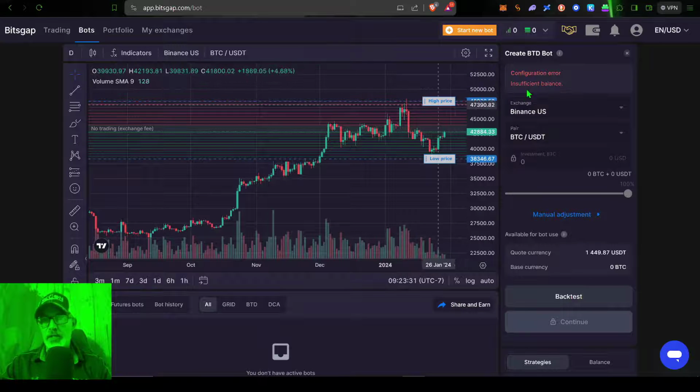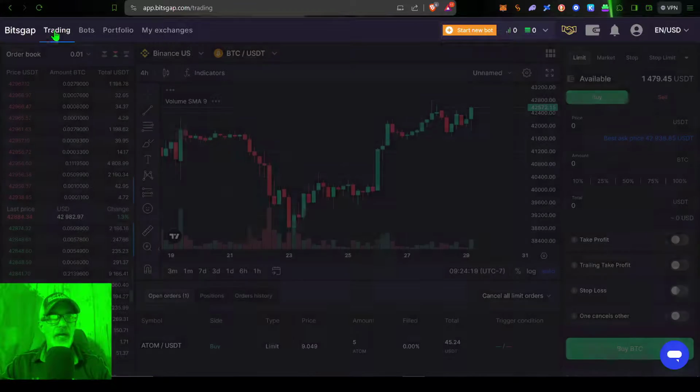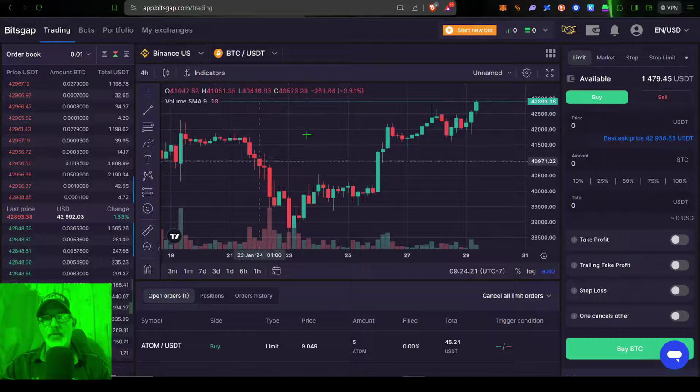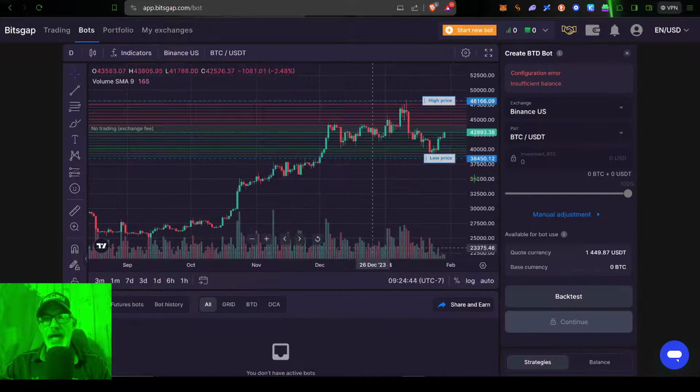Now, before you get started, it is important to make sure that if you're going to create one of these Buy the Dip bots, you need to actually hold the pairs that you want to trade. In this case, the pair would be BTC USDT. I do not hold any BTC on the Binance US exchange, so I would need to buy some BTC in order to deploy this type of bot. You can jump over here to the trading tab in order to execute one of those buy orders on BTC USDT. However, I'm not going to be deploying a grid bot using BTC.